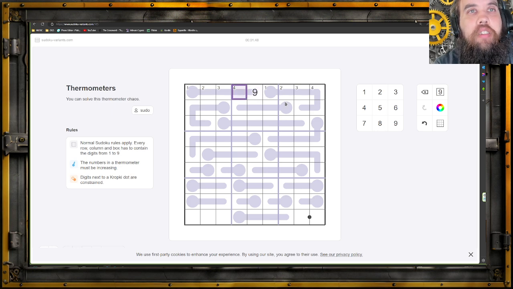We can do the same thing with 8. Again, this has to be 8. If this was 8, this has to be 9, and then that would have to be 10. I don't believe we get so lucky with 7. 7 could be either one of these, because we could do 7, 8, 9. All right.